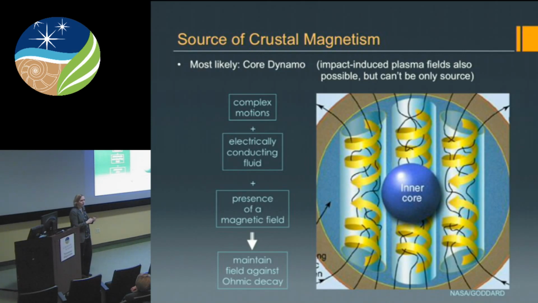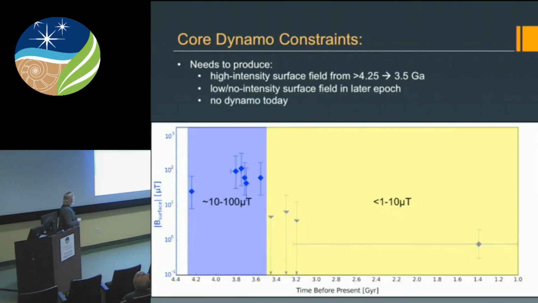It is possible that impact-induced plasma fields could explain some of the magnetism that we see on the surface, but it couldn't explain the Apollo sample magnetism, which required a long-lived stable field in order to explain how the whole time the rocks cooled through their blocking temperatures. Okay? All right.